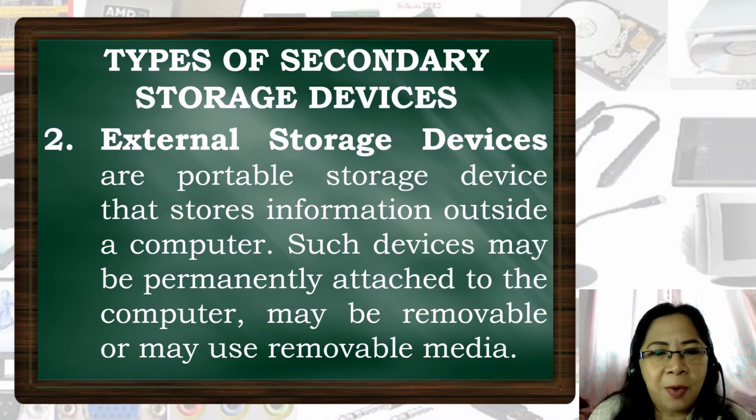The second type of secondary storage devices is the external storage devices. These are portable storage devices that store information outside a computer. Such devices may be permanently attached to the computer, may be removable, or may use removable media.